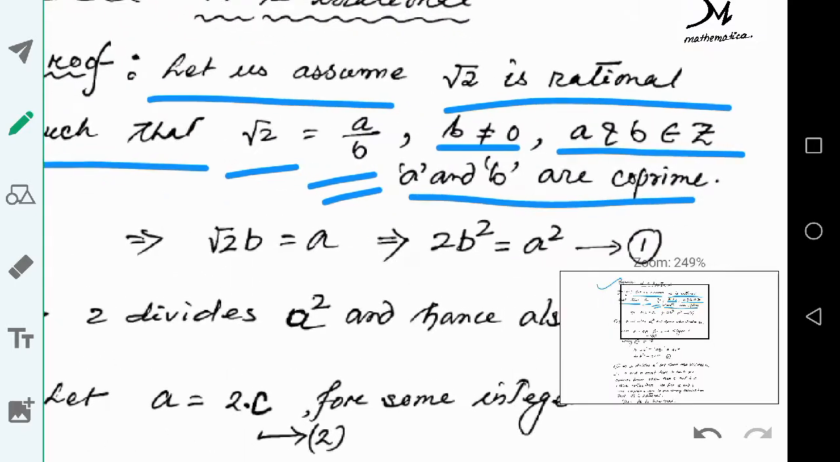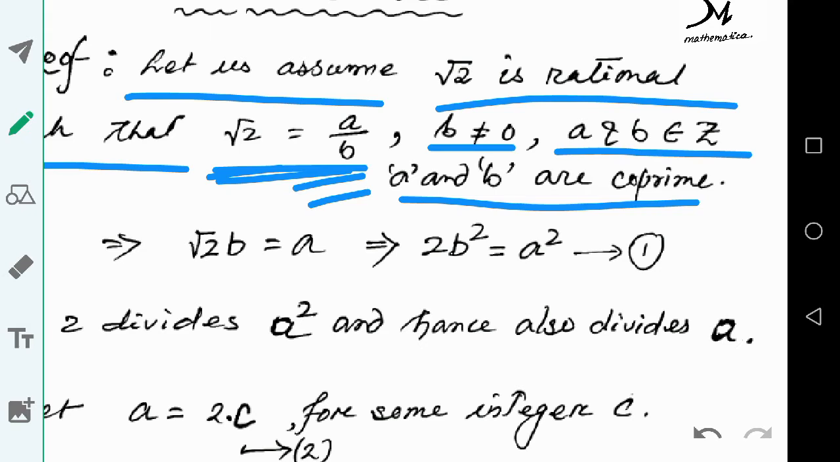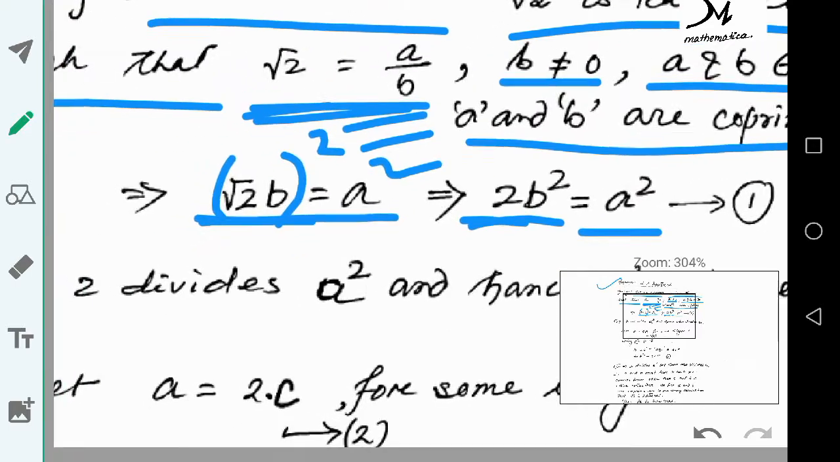Now you see, if you simplify this, then you will get root 2 b is equal to a. Now squaring both sides, we will get, here you see, root 2 square is 2 and b square is b square and a square is a square. Now look at this.